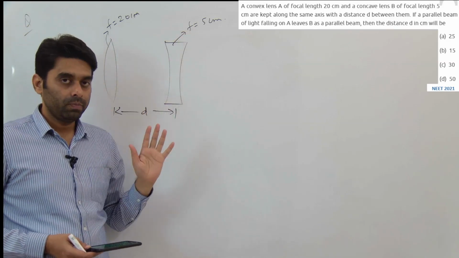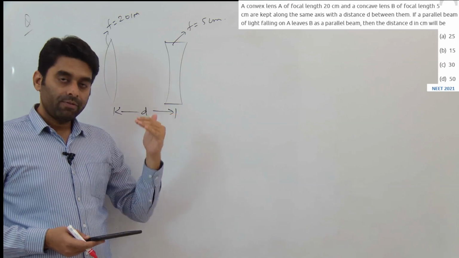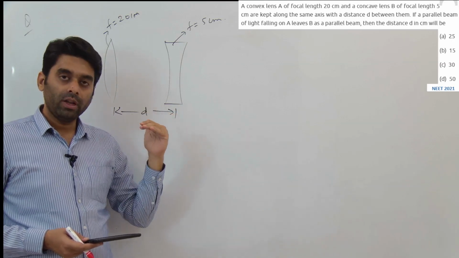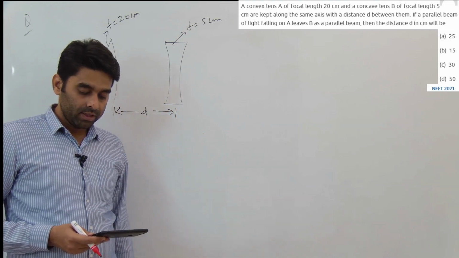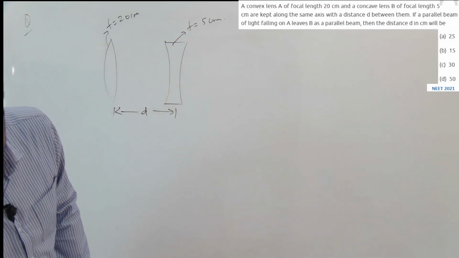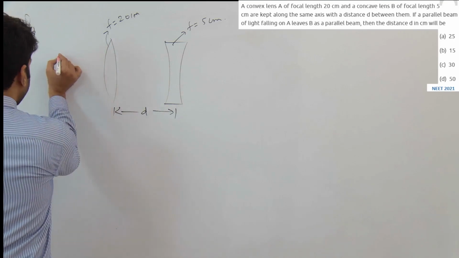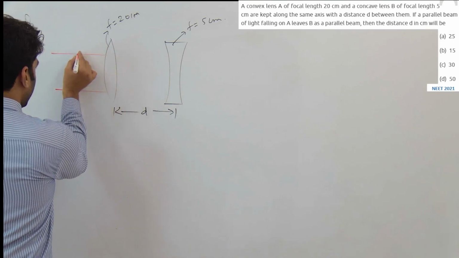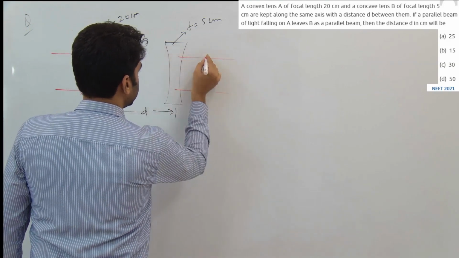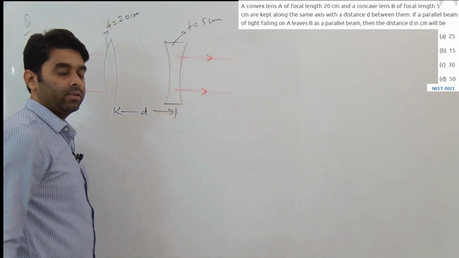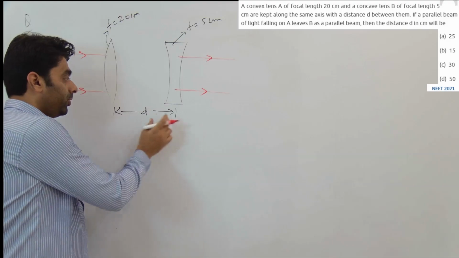I have drawn the figure, right? They are asking: if a parallel beam of light falling on A leaves B as a parallel beam, then the distance d in centimeter is? Fine. That means if a light ray falls parallelly on this one, and after refraction over here, it leaves your concave lens in parallel, then what should be your distance d?